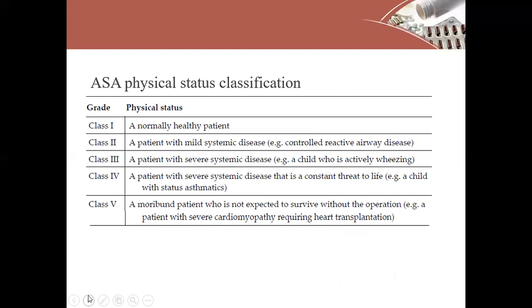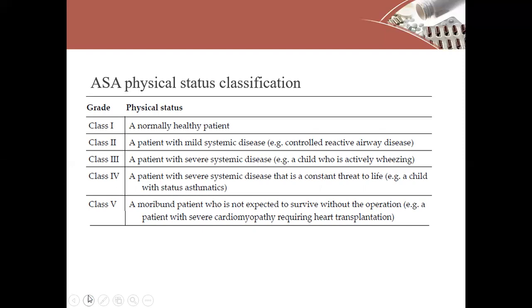The ASA, American Society of Anesthesiologists, has divided the physical statuses into 5, class 1 to class 5. Class 1 patients are normal healthy patients, whereas class 2 is a patient with mild systemic disease, for example controlled reactive airway disease. So we call them ASA class 2. Whereas ASA class 3 is a patient with severe systemic disease, for example a child who is actively wheezing. So they will be classified under ASA 3.